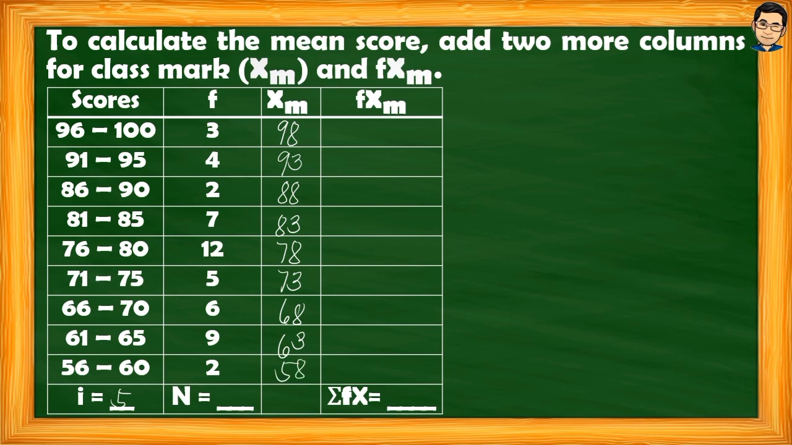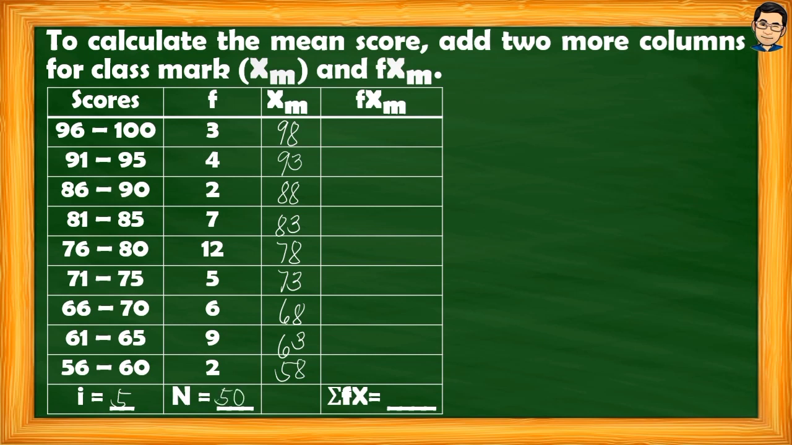Yung n natin dito, i-add lang po natin yung mga frequency. 3 plus 4, we have 7, plus 2, 9, plus 7, 16, plus 12, 28, plus 5, 33, plus 6, 39, plus 9, 48, plus 2, 50.